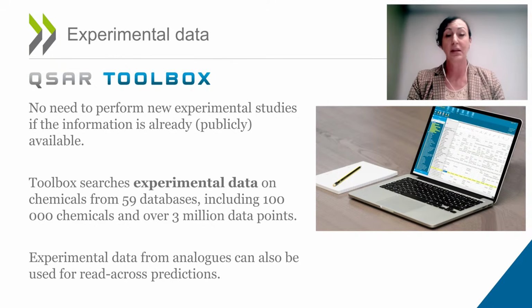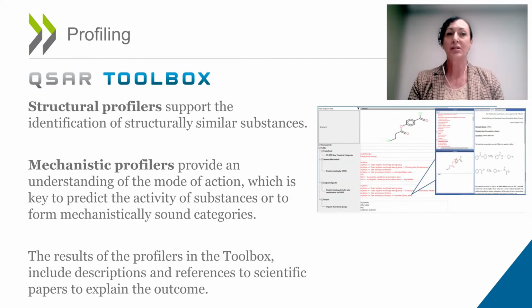This includes databases, for example, such as the REACH chemicals database, the European Food Safety Authority Food Tox database, and the U.S. Environmental Protection Agency's ECOTOX database, among others. And you'll hear more about the link between the QSAR Toolbox and the IUCLID database later in this webinar as well. So experimental data from analogs can also be used for read-across predictions, and we'll talk a little bit about how that can be done. So I mentioned the various profilers available in the QSAR Toolbox.